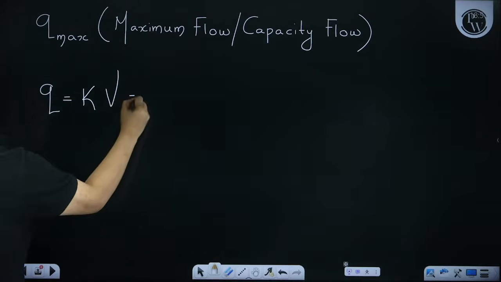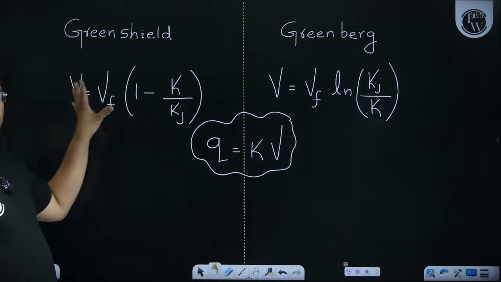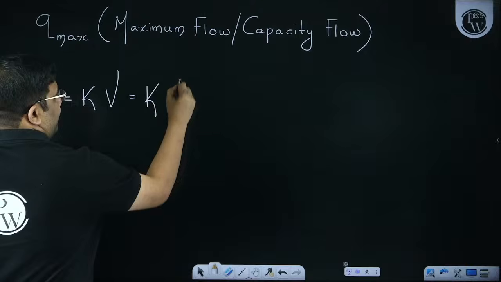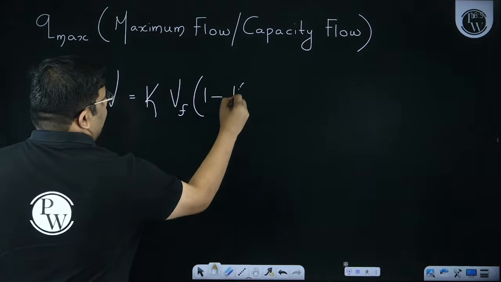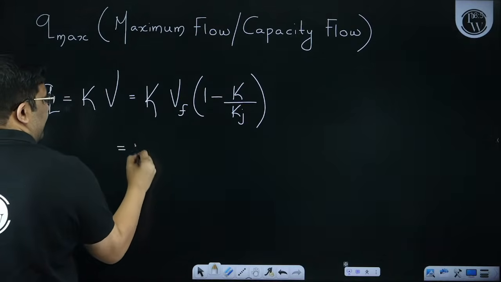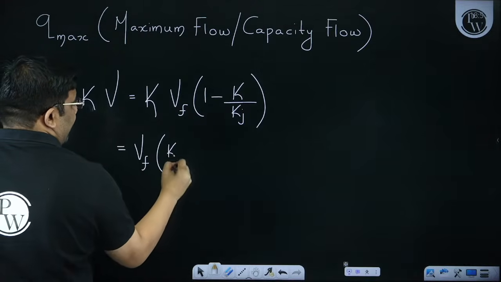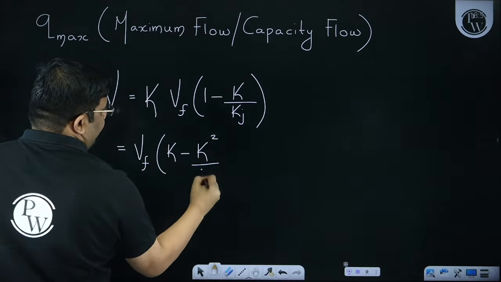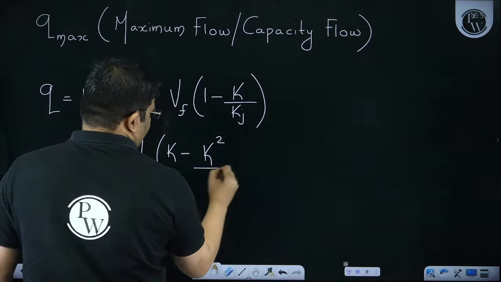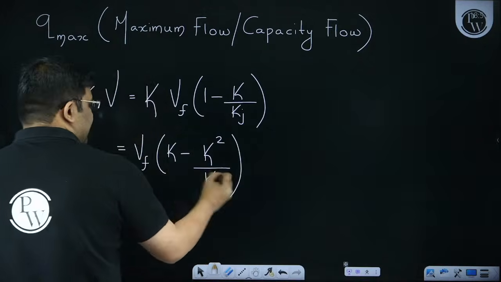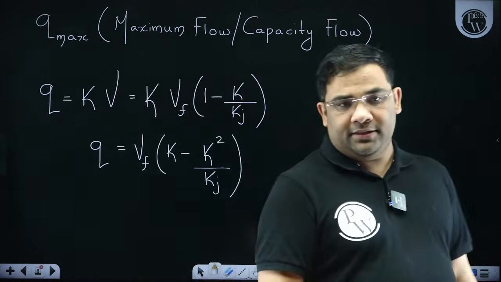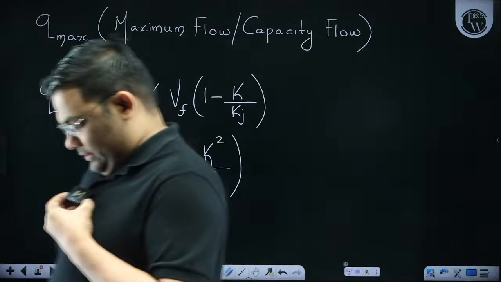Now what I can do is, here you see, this is the V equation. So this V equation I can put here. This will become K into, in place of V, Vf into 1 minus K upon Kj. I can take this K inside the bracket. This will become Vf into K minus K square by Kj. So this is the equation of Q in terms of K. So Q becomes a function of K.